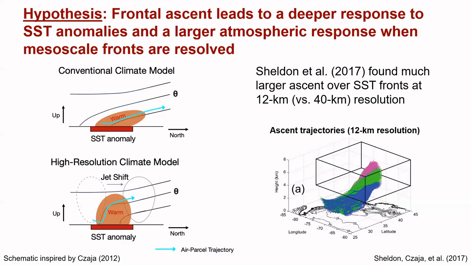And so basically what we're thinking could happen is that in a conventional climate model, you'd have this warming more trapped near the surface, versus when you resolve fronts in a high resolution model, so these are atmospheric fronts, you have more communication of the surface warming aloft, and this can lead to deep warming and something like a jet shift in the large scale circulation.